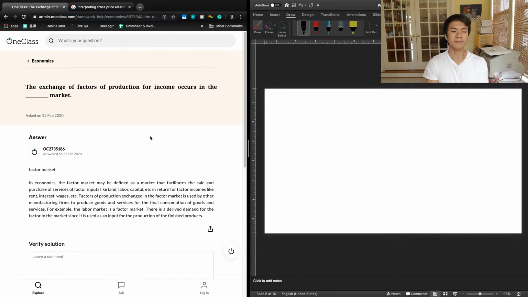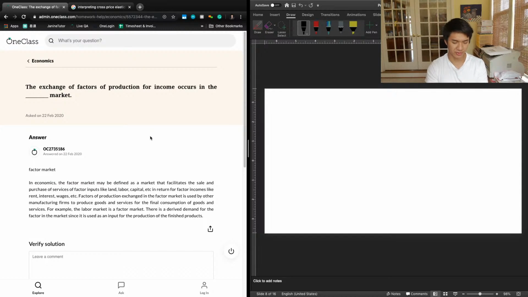The next question says, the exchange of factors of production for income occurs in the blank market. And so this is just a definition question. It's a factors market. That's where you exchange factors of production, and that's different from a labor market, or different from a finished products market. And so the factor market is simply that market for inputs for production.